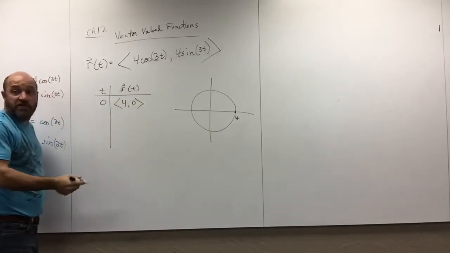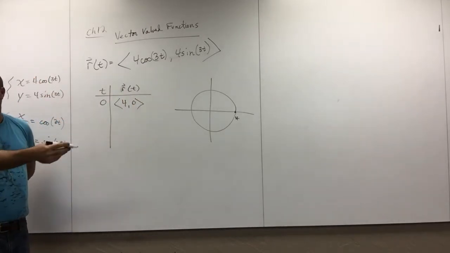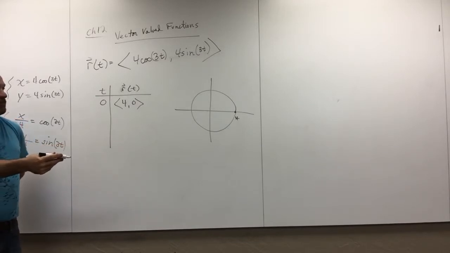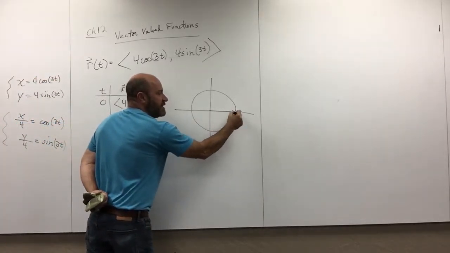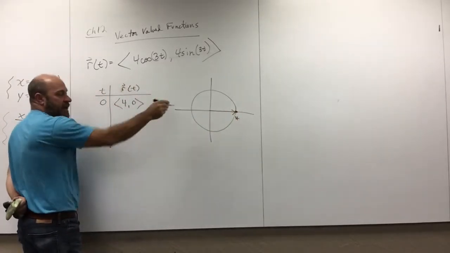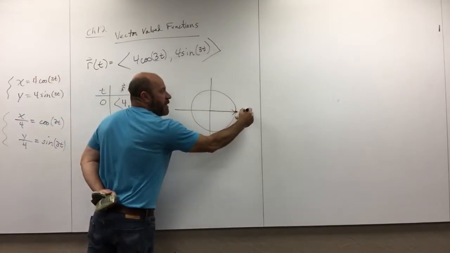It starts at the origin, and where does it go? It goes out to the point 4, 0. The vector 4, 0. I mean, here it is. It's a position vector. It takes me to this position. And I'm there when t equals 0.